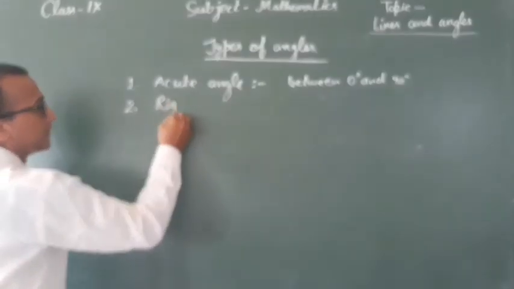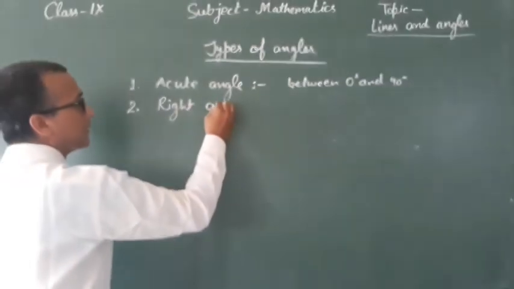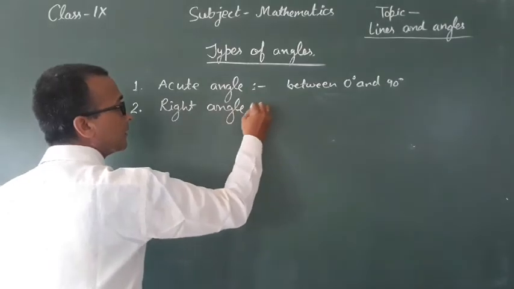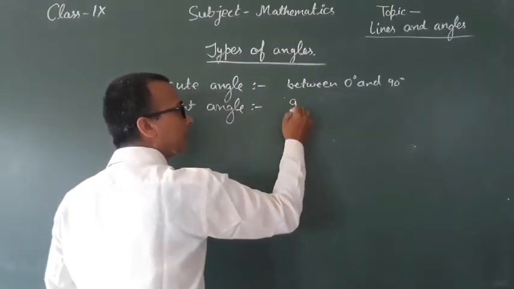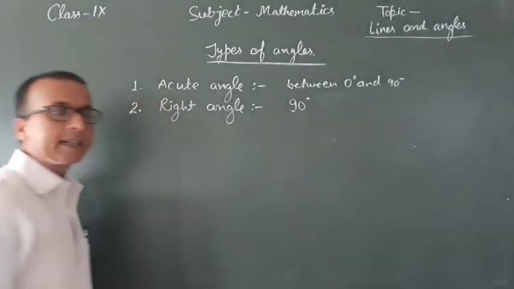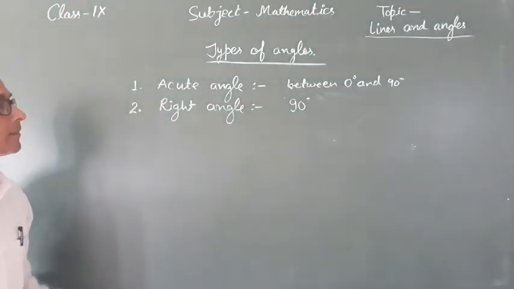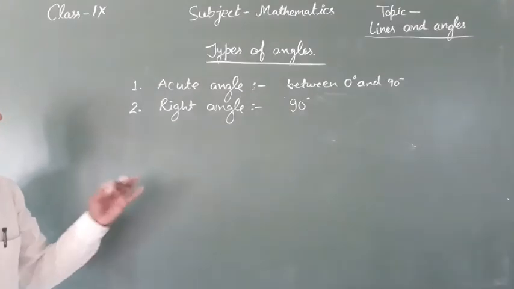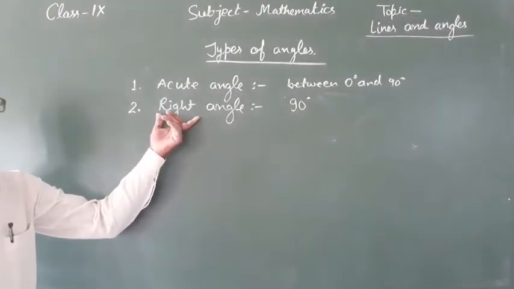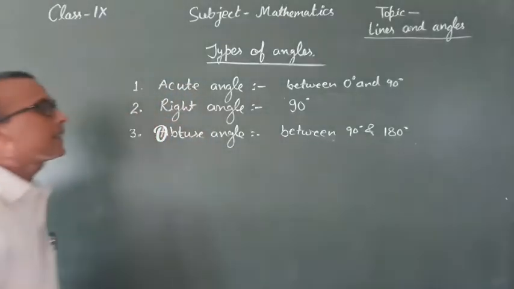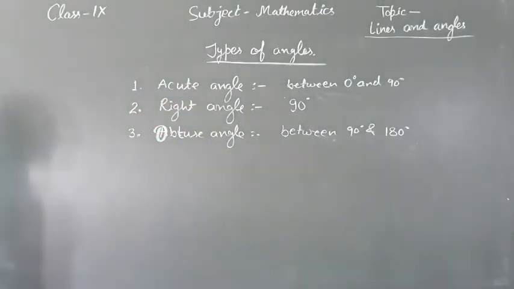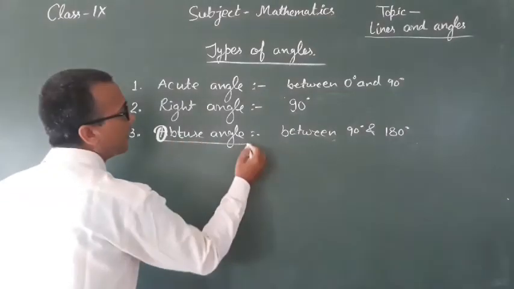Second, right angle. Exactly 90 degrees. If the measure of an angle is 90 degrees, then it is called a right angle. Third, if the rotation is between 90 degrees and 180 degrees, then it is called obtuse angle.